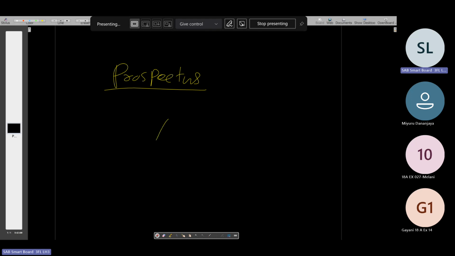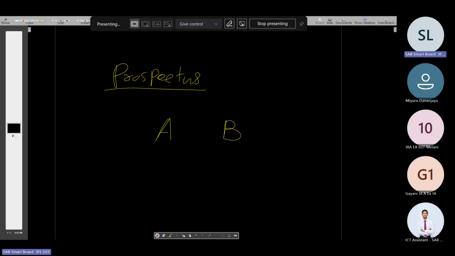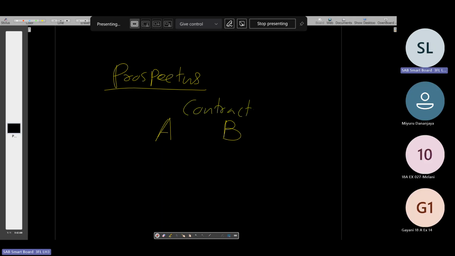Now there are two persons, A and B. Suppose between these two parties, in order to form a valid contract, there are some elements to be present. The main element is offer. That is the proposal made by one party to another, and the other party to the contract has to accept the offer. So that is known as acceptance.